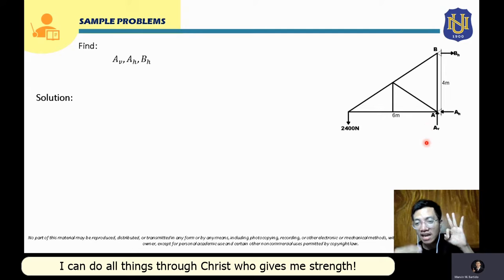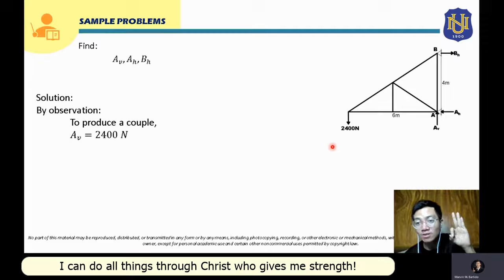The last condition is that they should be equal in magnitude. So for these two forces to produce a couple, this AV should also be equal to 2,400 Newton. By observation from this figure, we can say that your AV is equal to 2,400 Newton. So that will be the magnitude of your AV. Again, that is equal to 2,400 Newton.